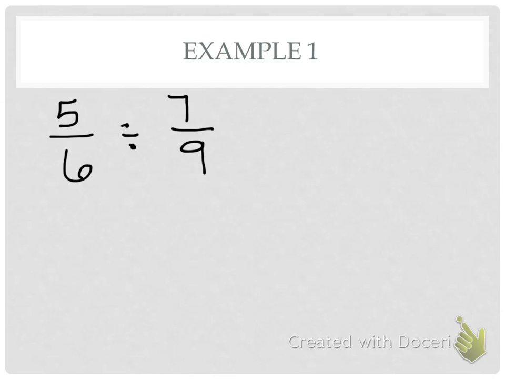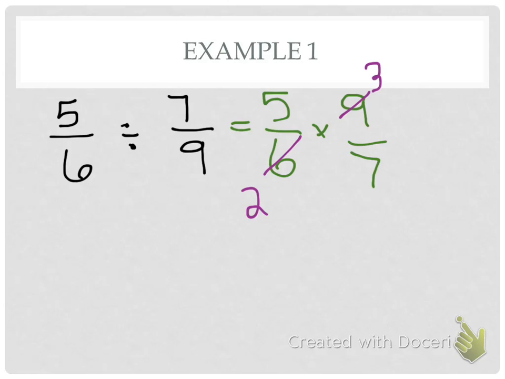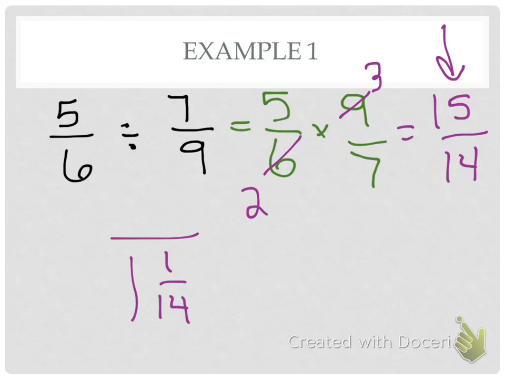Now, the first thing we want to do again is the reciprocal. 5/6 times 9/7. Then we can cross reduce. Remember, anytime you can cross reduce, you want to take advantage of that. 5 times 3 is 15. 2 times 7 is 14, but that's not my final answer because that's an improper fraction. My final answer would be 1 and 1/14.